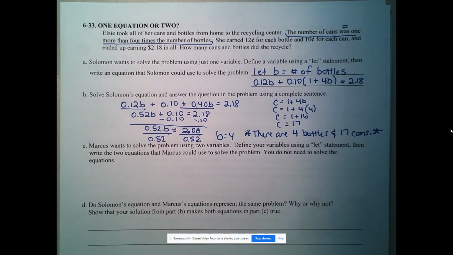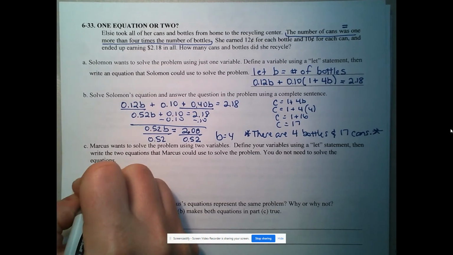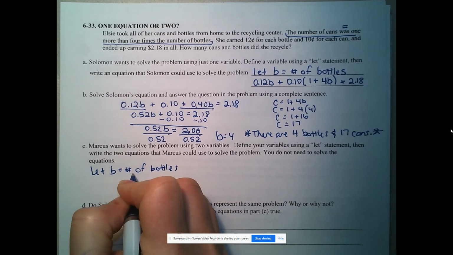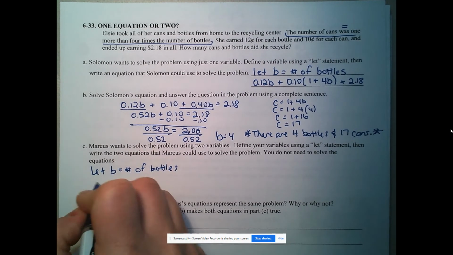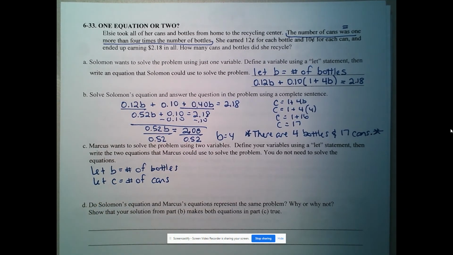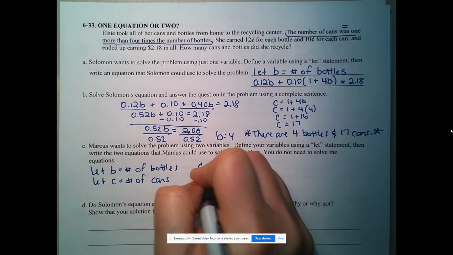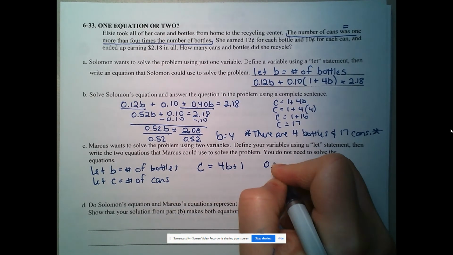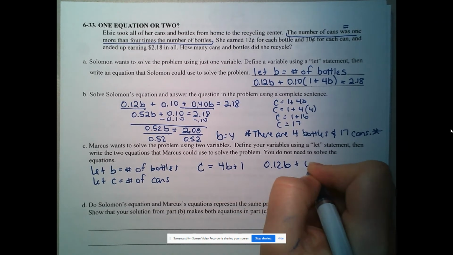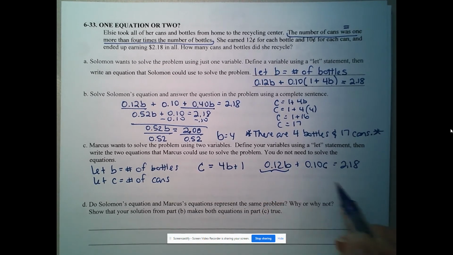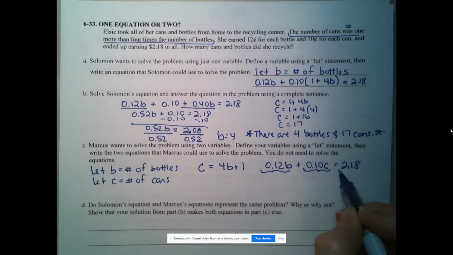Marcus wants to solve the problem using 2 variables. Define your variables using a let statement. So this time we could let B equal number of bottles. And if you didn't already know, that hashtag symbol can also stand for the word number. Let C equal number of cans. And now we can write a can equation. The cans are equal to 4B plus 1. We can write the other equation, 0.12B plus 0.10C equals the $2.18. So this is worth number of bottles, this is worth number of cans, and this is our total.